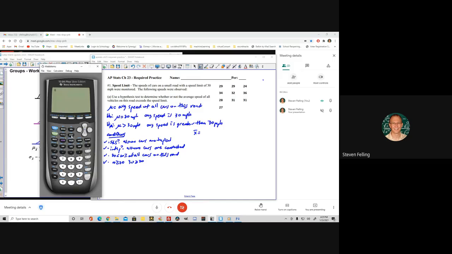So what I would need to do is go stat, edit, and then enter this data in. So we can enter 29, 29, 24, 34, 32, 36, 28, 31, 31, and 27. And then we could run one variable statistics on that data list to get the average, which is 30.1. Okay, so while we're at it, let's also record the standard deviation in the sample. The standard deviation is the sample standard deviation here, which is 3.4785 because this is a sample.